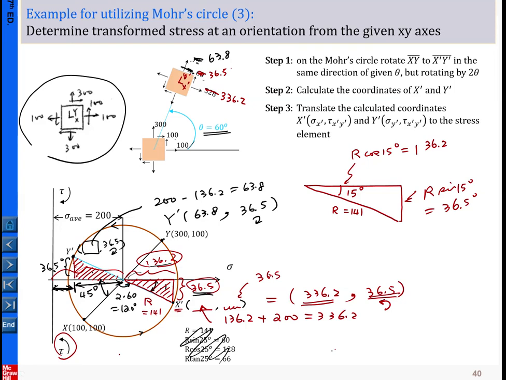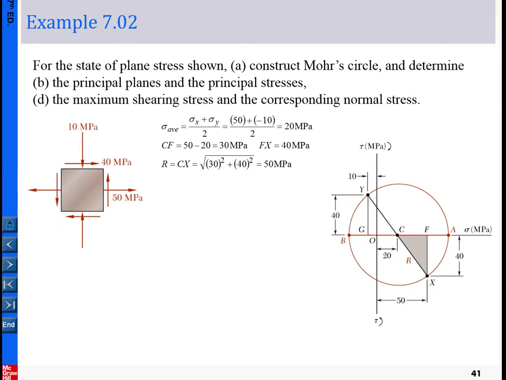Okay, and we can take a look at the examples that I prepared from our textbook. Those are two more examples that combine everything we have been through. So we are given the state of stress. First we build the Mohr circle. This is a center at 20.